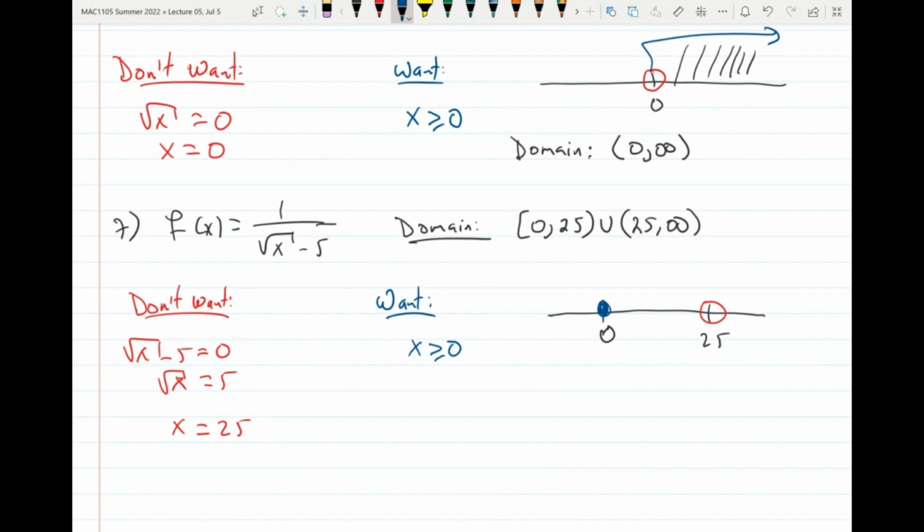Now, because we need to skip 25, you need to understand that it's this piece, and then together with this piece. So we have one piece, skip 25, and then the other piece. You okay with this? Because 25 itself is okay for the square root. Square root doesn't mind the 25. But then the fraction tells you, wait a minute, 25 is bad. Okay? All right. Questions?